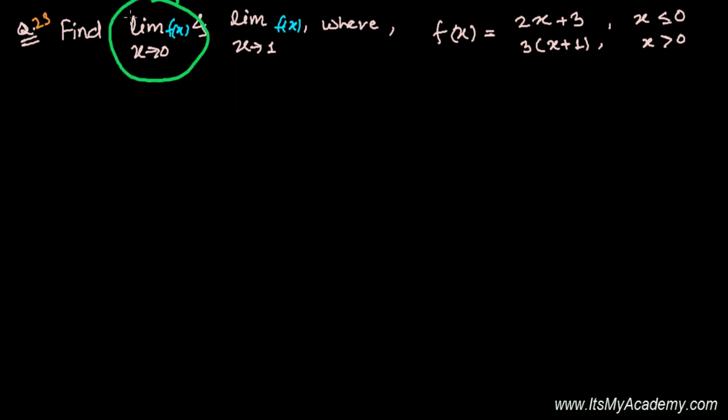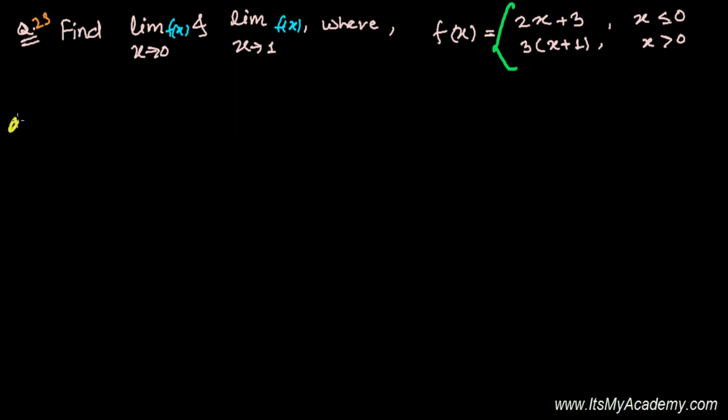In the first part, our limit is approaching the value of 0, and in the second part our limit x is going to approach 1. Alright, and in that case we need to find out the limiting value of the function f of x, and this is actually based on the choosing function. So here our f of x has two values. One is 2x plus 3 when x is less than or equal to 0, and another is 3 times x plus 1 when x is greater than 0. Alright, so in these two conditions we need to evaluate the limit.